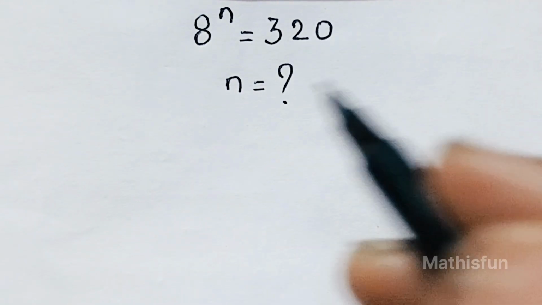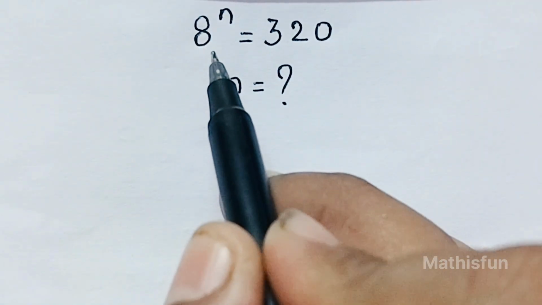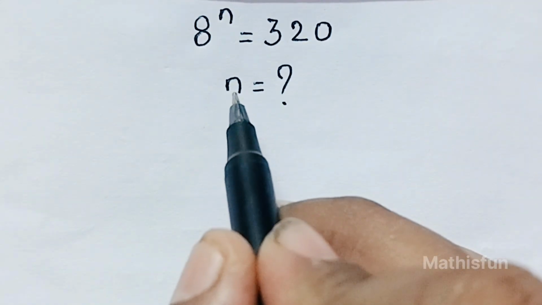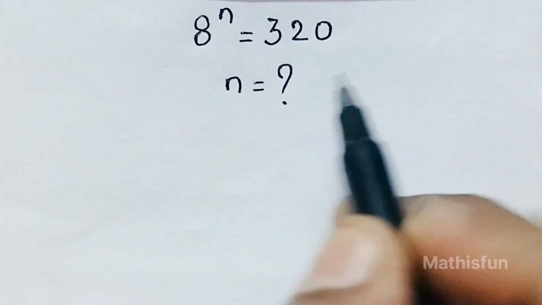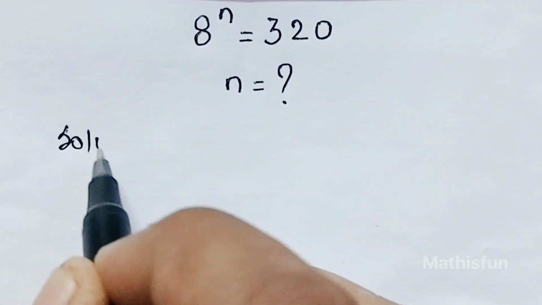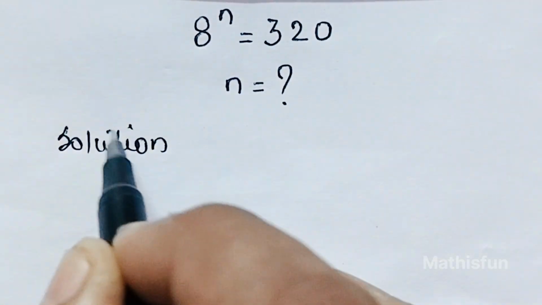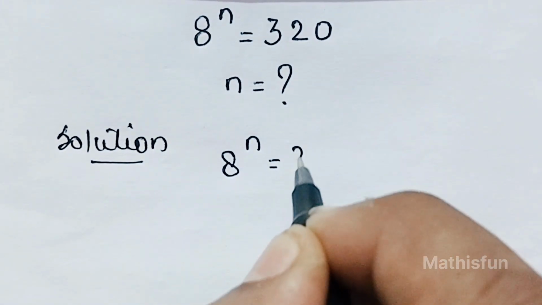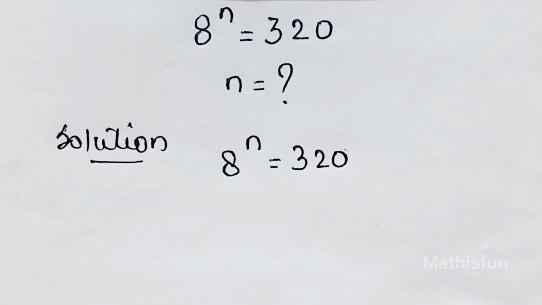Hello, welcome you all to solve this math equation, that is 8 to the power n is equal to 320, in which we have to find the value of n. So let's start our solution. Our equation is 8 to the power n is equal to 320.